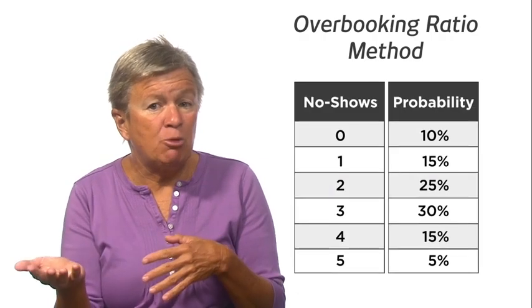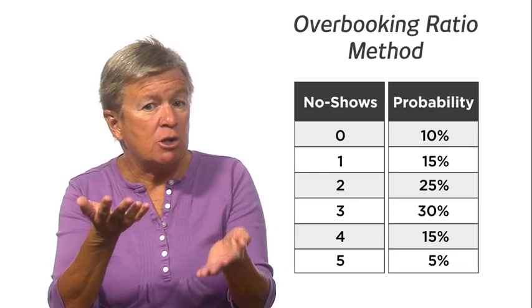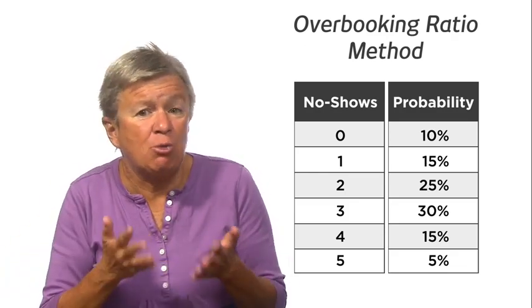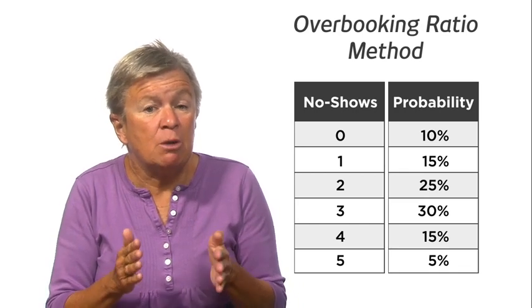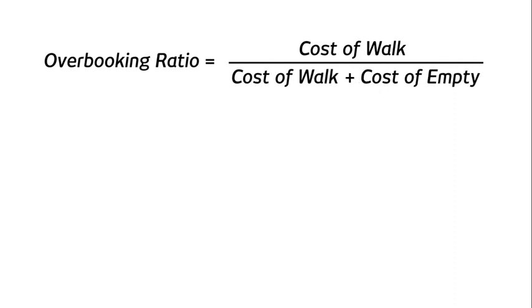And then we've got the probability distribution of no-shows. And we've got to balance this cost of empty and cost of walking with our probability distribution so that we can keep our risk to a minimum. We're trying to come up with the lowest cost overbooking policy. And so let me show you this overbooking ratio. It's basically the cost of walking divided by the cost of walking plus an empty room. So we're kind of balancing the risk here.